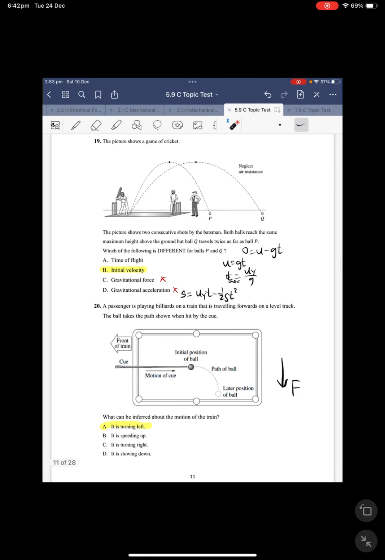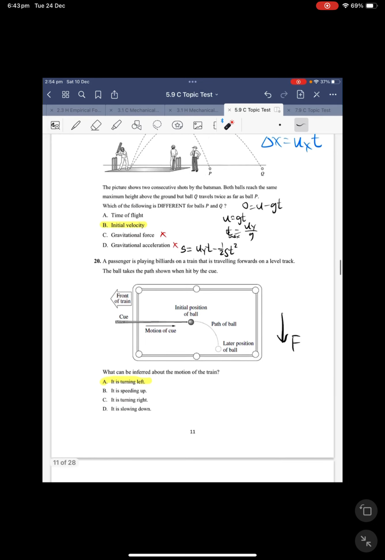Now, it is possible for the time of flight to be the same, right? Because if ball Q is traveling faster, that means it will also reach the ground faster. And so the only possible answer here is that the initial velocity is greater, and that initial velocity is required for it to get that max range, right? Because the range is given by uxt, and so a higher initial velocity will get a higher range.